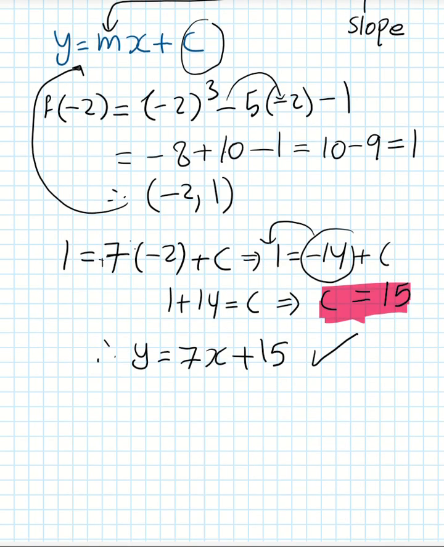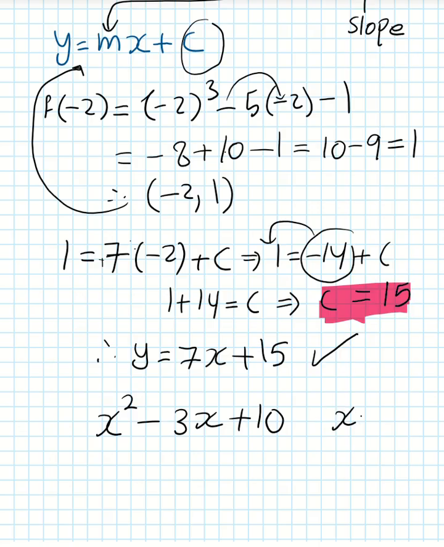Now, here's your turn. I would like you to find out what is the equation of the tangent to the function x squared minus 3x plus 10, going through the point where x equals minus 3.